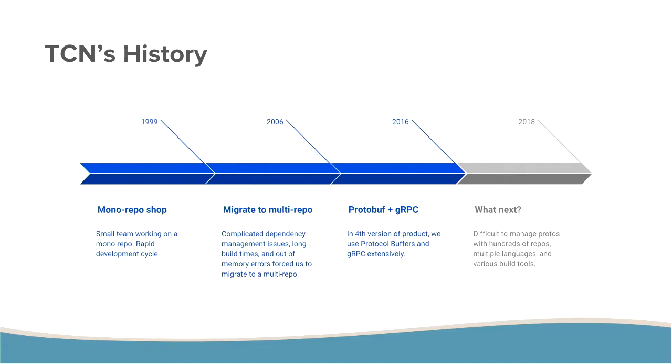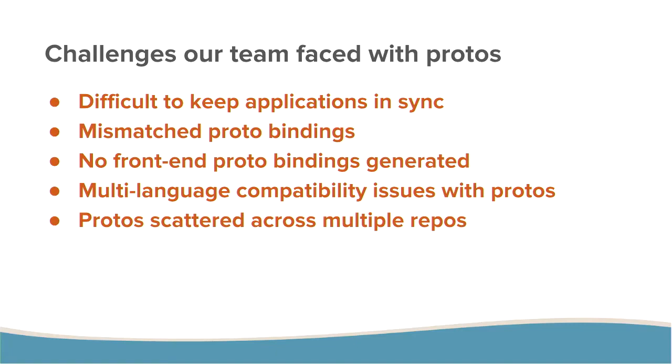As our number of repositories has multiplied over the past couple of years, and our number of languages has increased, it has become increasingly difficult to manage our protos. These are some of the challenges our team has faced. We found it difficult to keep applications in sync. For example, if a developer updates a protofile in one repository and there are 10 others that depend on it, they have to update those 10 other repositories, and if they forget, which they would sometimes, there would be unexpected failures. We dealt with mismatched proto bindings.